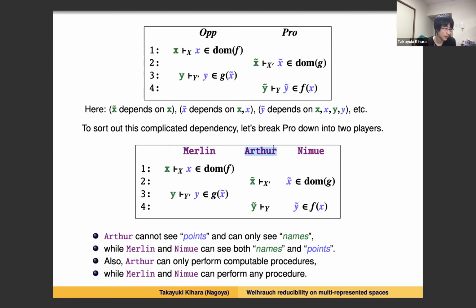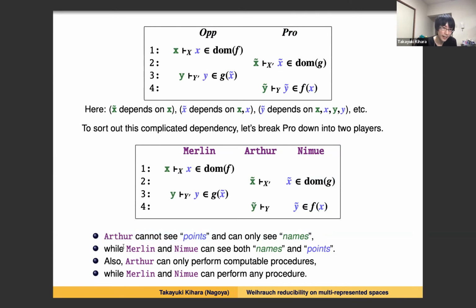In our game, however, there is another player, Nimue, who also has transcendental computational abilities. So anyway, the opponent is now named Mari, and the proponent is now broken down into two players, Asa and Nimue. Asa can only see names and cannot see points.